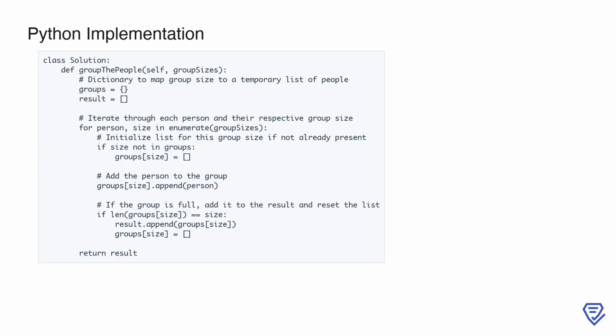needed. The overall time complexity of the solution is O(n), where n is the length of the input array group sizes, since each person is added to a group exactly once. The space complexity is also O(n), as we use additional space to store the intermediate groups and final output.